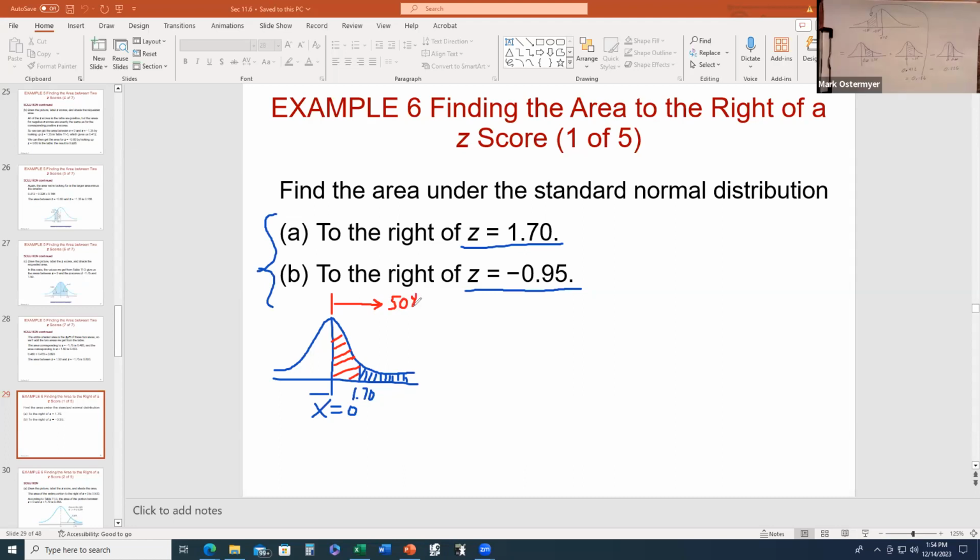So here's all you got to do. You just got to find the red area using your table and then subtract that from what? Subtract that from 50% or 0.50, and you'll have the area of the blue shaded region. There you go. Go ahead and finish that problem and do B. I'm going to let you try to do B all on your own. Remember, symmetry is the key. All right. Try that out.